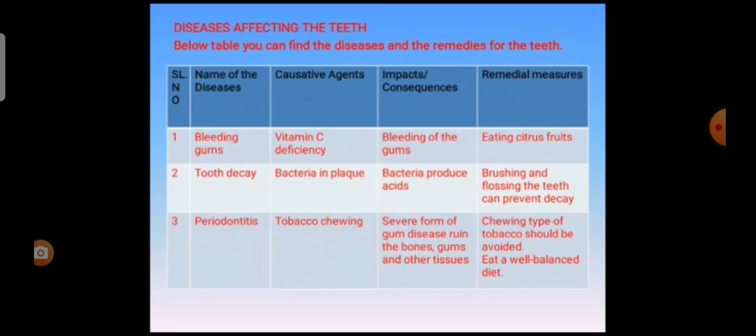Periodontitis, that is caused by tobacco chewing. The impact is a severe form of gum disease that ruins the bones, gums and other tissues. The remedy is that chewing tobacco should be avoided. Eat a well balanced diet.